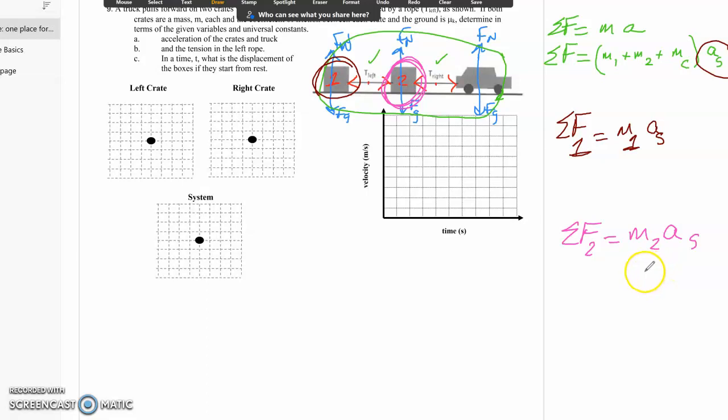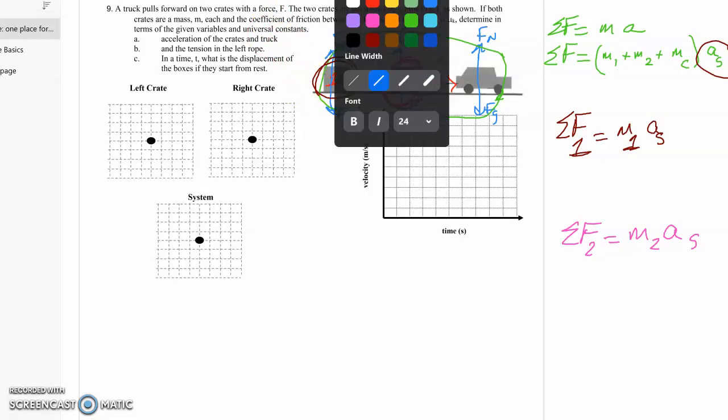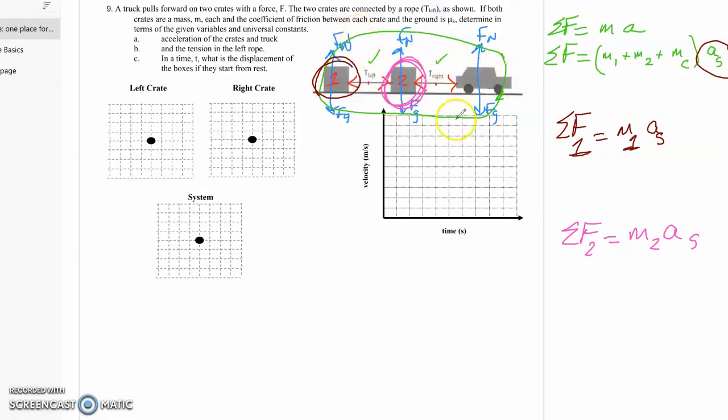Of course I could sum on the car also. I don't think that's going to be what they're going to ask us to do. So let's look at it. They want the acceleration of everything. So let's see what we've got. A truck pulls with force F. So this whole thing is symbolic, which makes it a little bit dicey, a little harder. And the last thing I could do, which I think is probably the best to do, is I could sum on any 2.